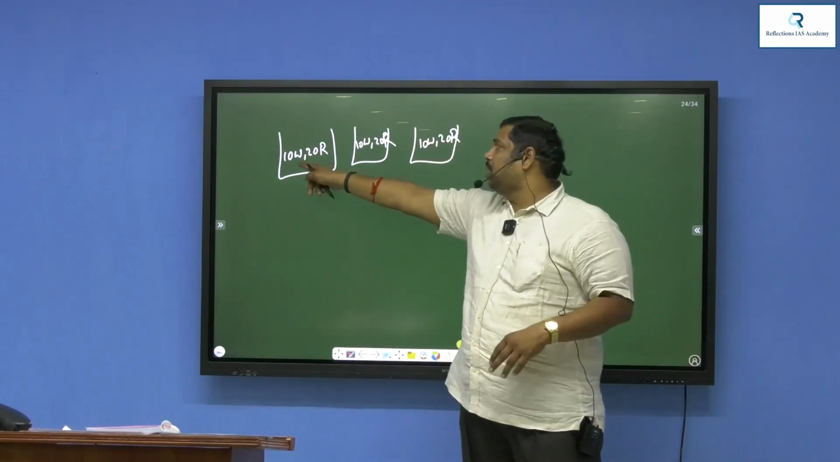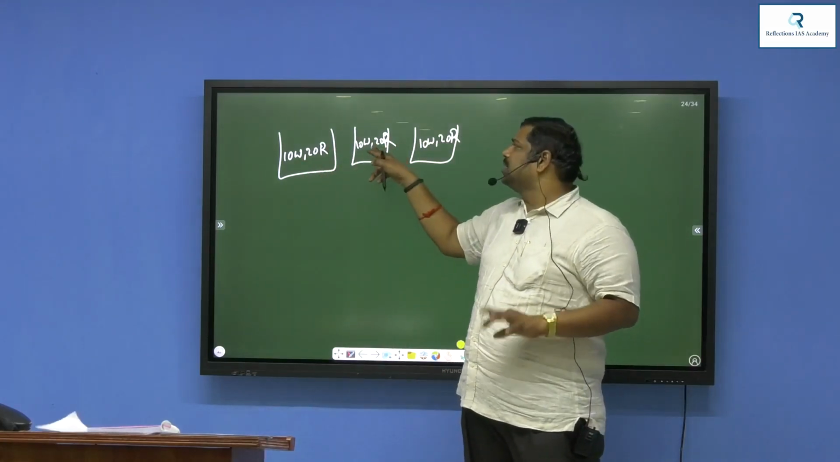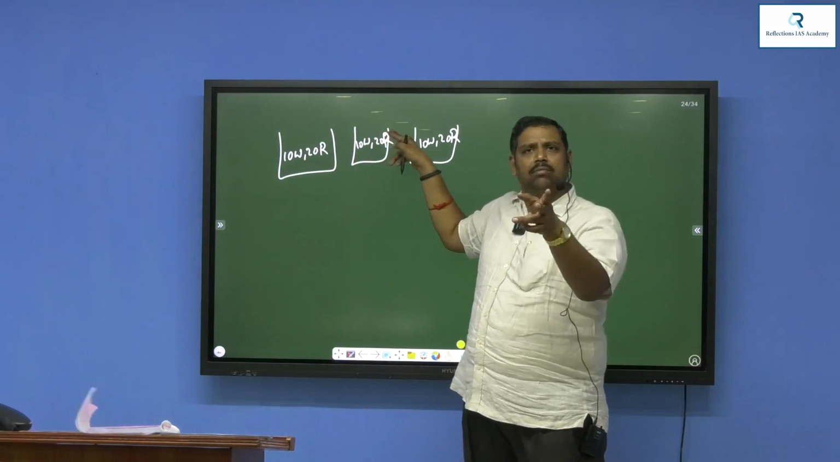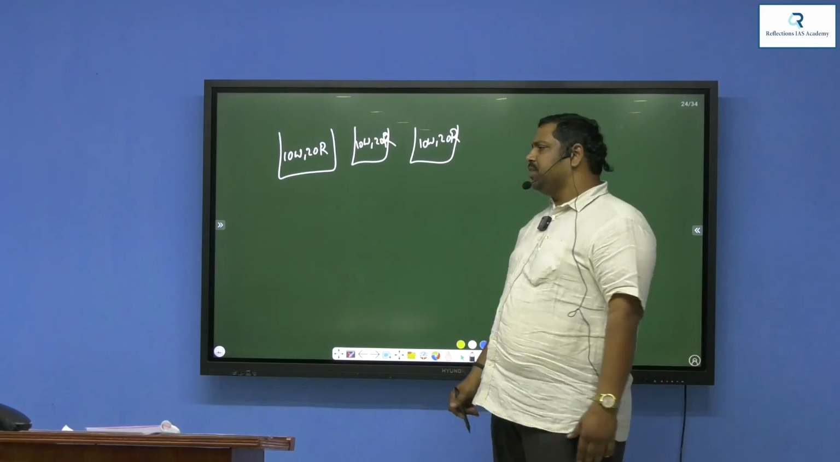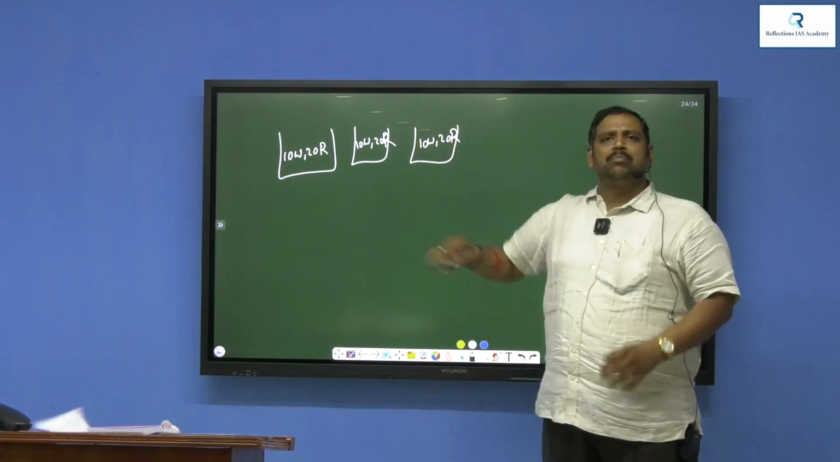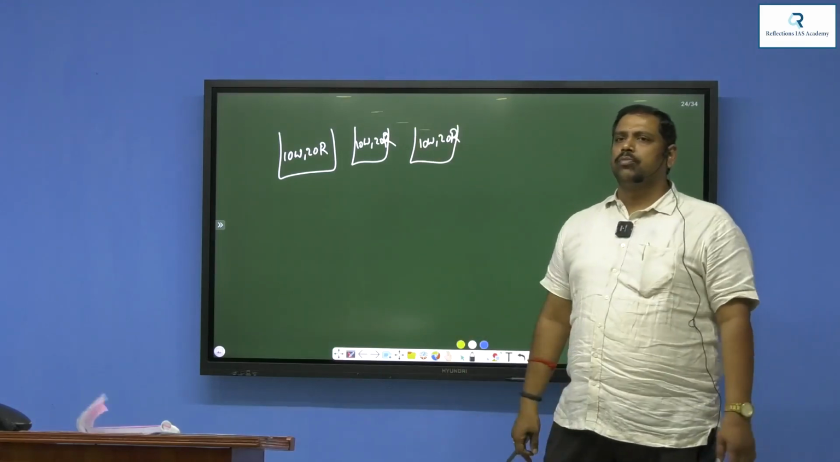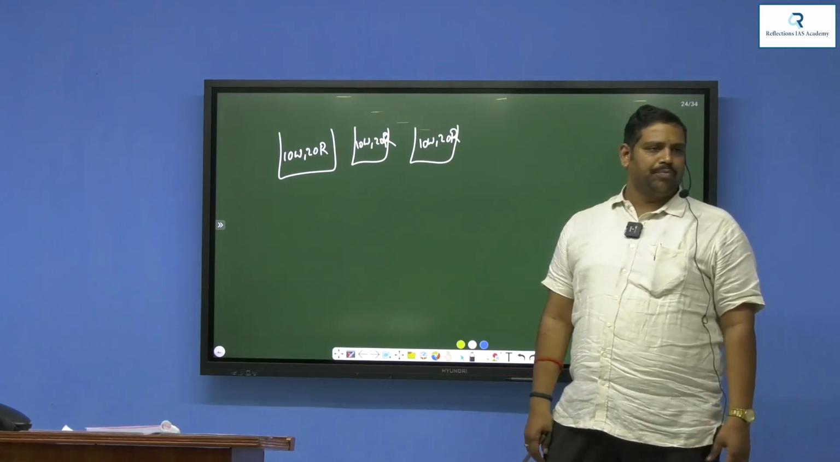Here it is 10 white, 20 red. Here it is, suppose, 5 white, 30 red. Not a problem in probability. In permutations and combinations, it is. Okay. So, these three bags were kept in a dark room.